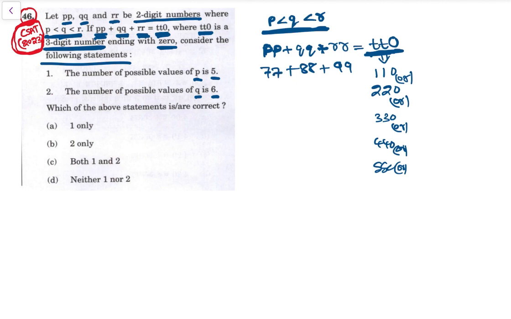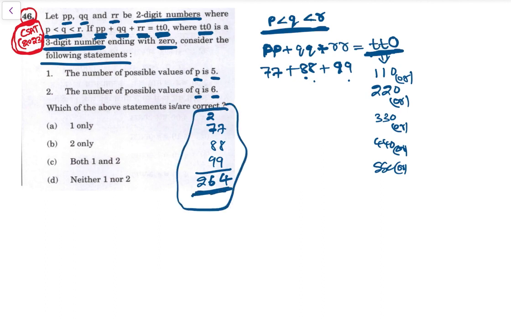So maximum value of PP plus QQ plus RR, ठीक है, because देखो P is less than Q and Q is less than R. So if we take 99, so 77, 88 and 99, what value you get? So 99 plus 88 is 187, plus 77 is 264. So maximum value of 2-digit numbers के साथ it can be 264.